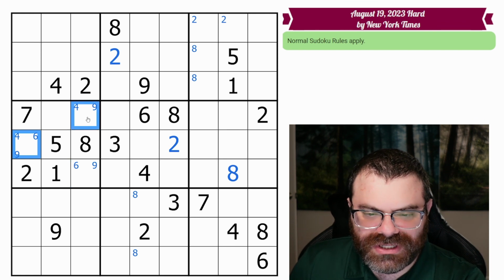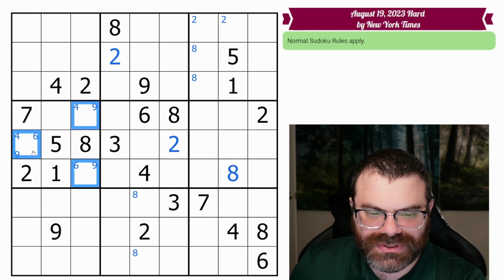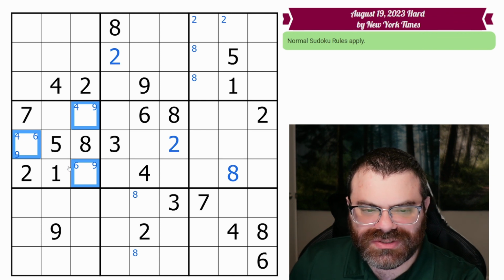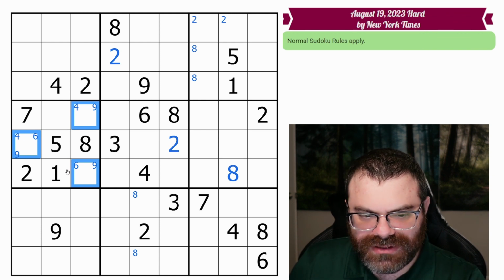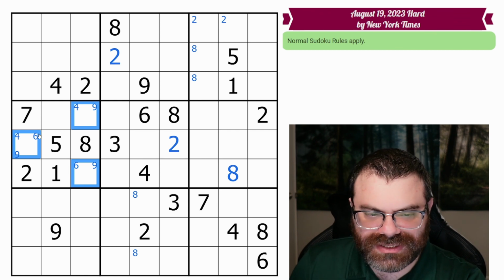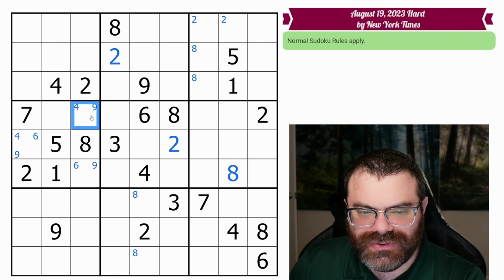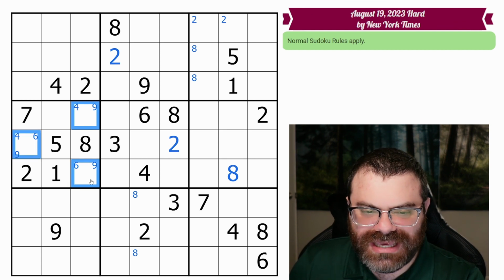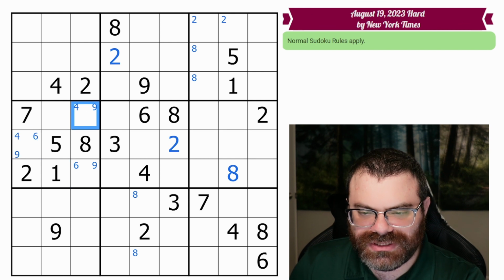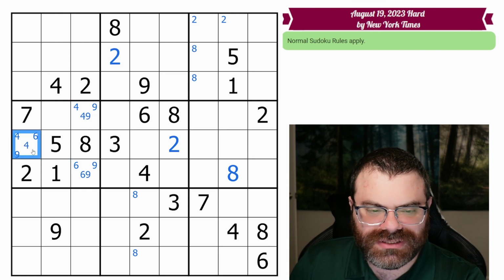So 9 goes in one of these 3 cells in this box, which happens to coincide with our 2 4s and our 2 6s. So I have 3 digits, 4, 6, and 9, that have been limited to 3 places in this box, which makes them a hidden triple. What that means is that these cells can't be anything but 4, 6, or 9, or we wouldn't be able to fit 4, 6, and 9 into the box. So this is 4, 9, this is 6, 9, this is 4, 6, 9.